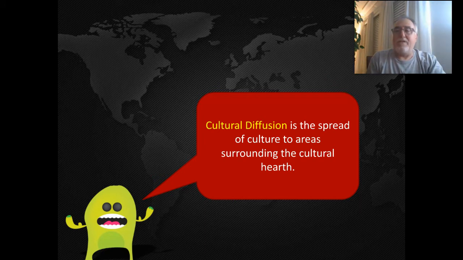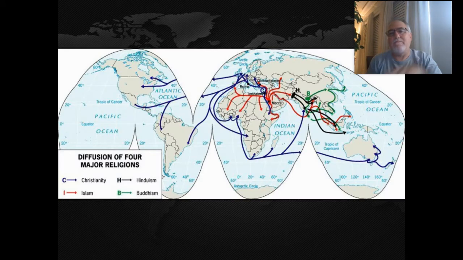I mean, think about it, kindergarten is German. Our language is an amalgam of how many countries in the world? America is a byproduct of cultural diffusion. And we're not the only country, by the way. This map here shows you where the major religions diffused and when they diffused and how they diffused. And we'll talk more about religions next week.